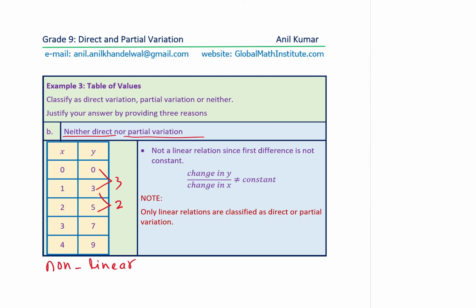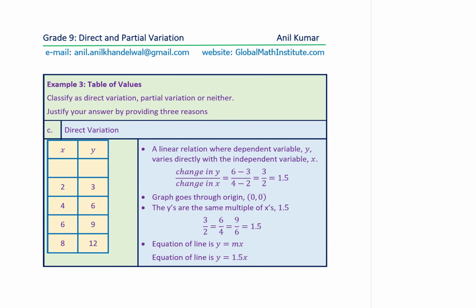Now, looking into this, we get the second one. When it is nonlinear, we need not give you the three reasons. But let's analyze part C. The data is, for 2 it is 3, 4 is 6, 6 is 9, 8 is 12.